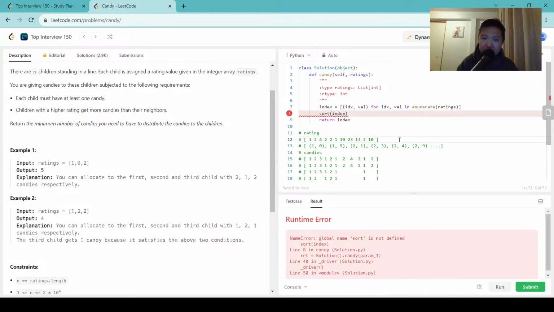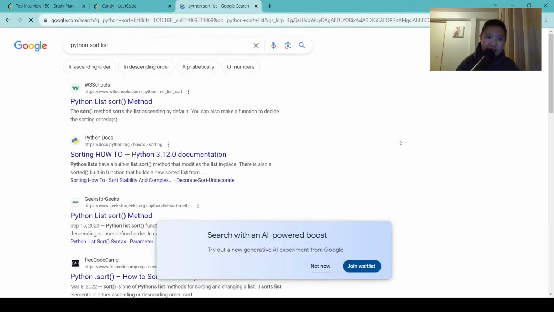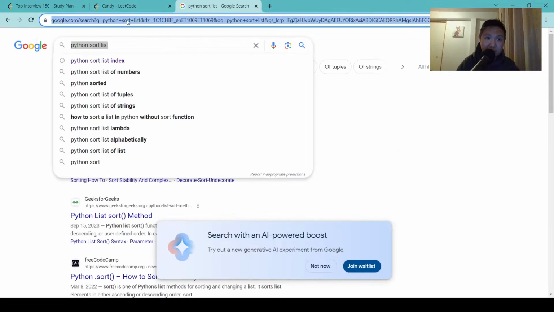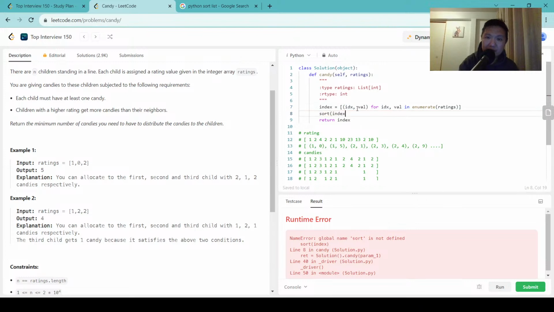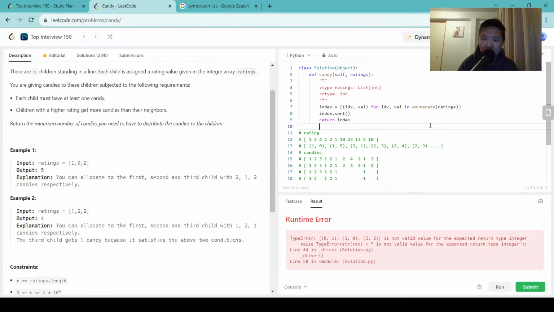This would be index. Python sort list. I keep forgetting. So list.sort. Okay, sorry, my bad. So it's index.sort. Run it. See what happens. This should work. It should give me an error or the wrong answer. Aha! So this is what we want. 0, 1, 1, 0, 2, 2. Okay, cool. So we have this.